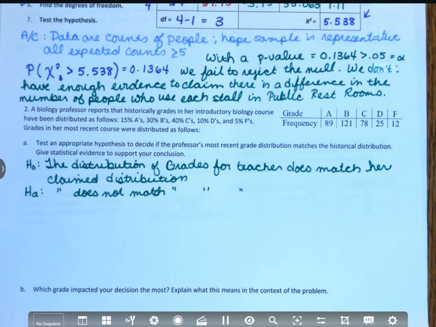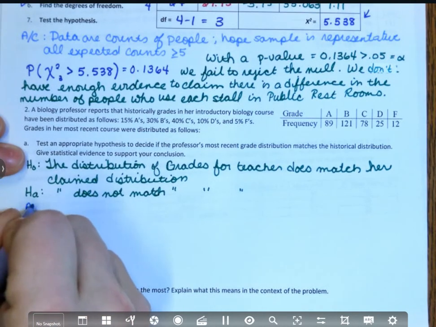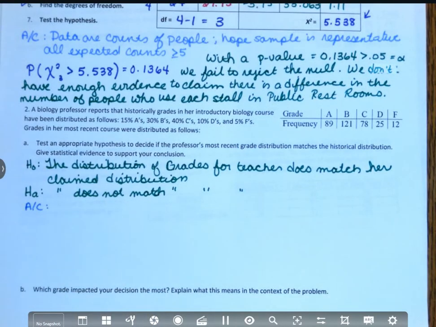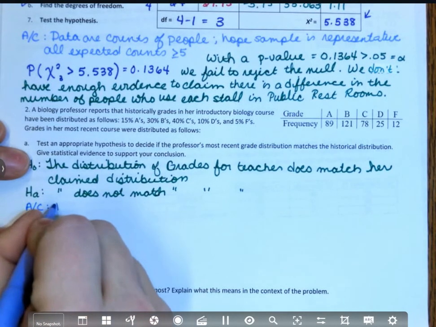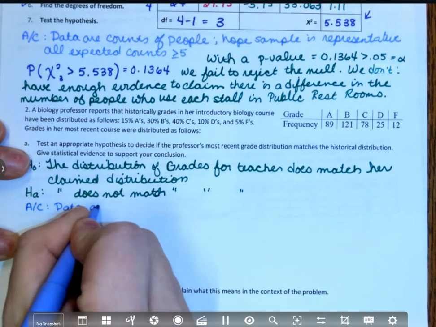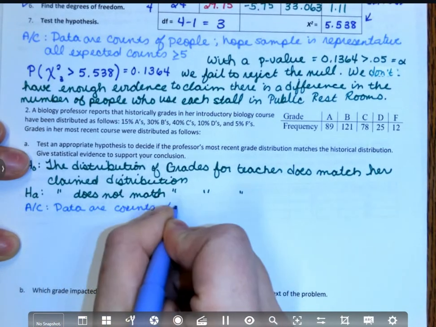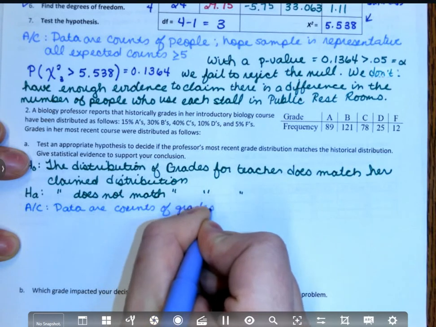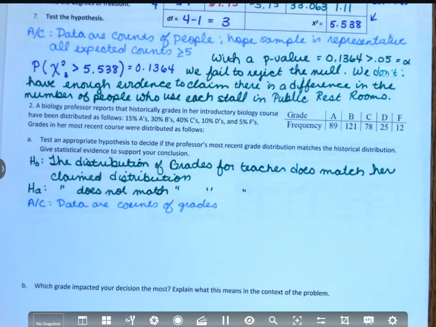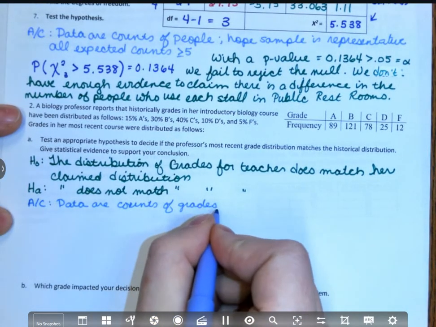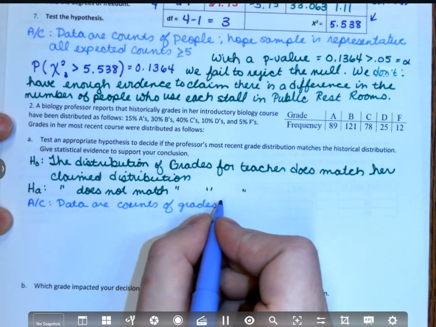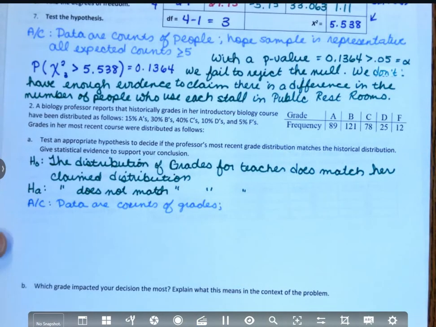My assumptions and conditions come next. What's my first assumption and condition? Counts. So in this case, the data are counts of grades. Not people here, but grades. How many of these grades did she give out? Okay? What comes next?